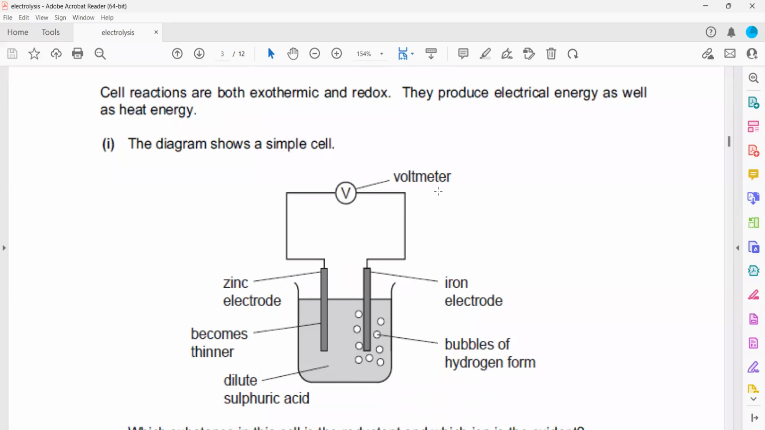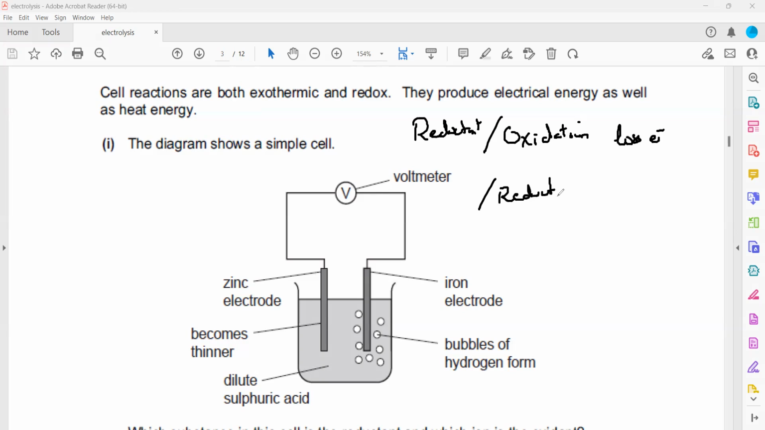So in this question, cell reactions are both exothermic and redox. Redox reaction means in which both oxidation and reduction happen, and oxidation is a loss of electron. When the substance loses electron, we call that oxidation. And the substance in which oxidation happens is also known as reductant or reducing agent. And reduction is a gain of electron. When any substance gains electron, we call that a reduction. And the substance in which reduction happens is also known as oxidant.